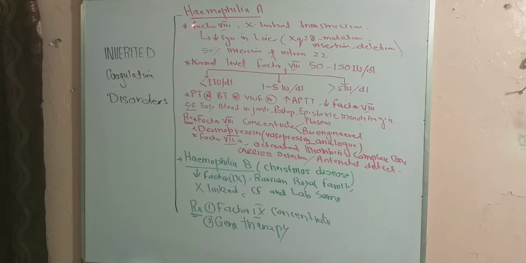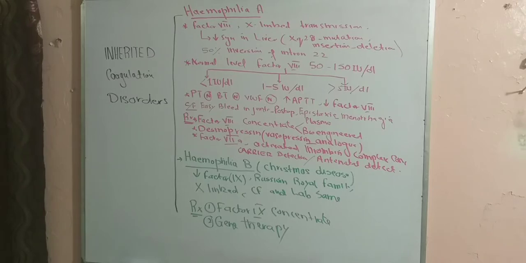Now, if we specifically talk about hemophilia A and B, they are because of clotting factor deficiencies. Hemophilia A is because of factor 8 deficiency. It is synthesized in the liver under the effect of a gene which we call Xq28. It's located on the X chromosome.